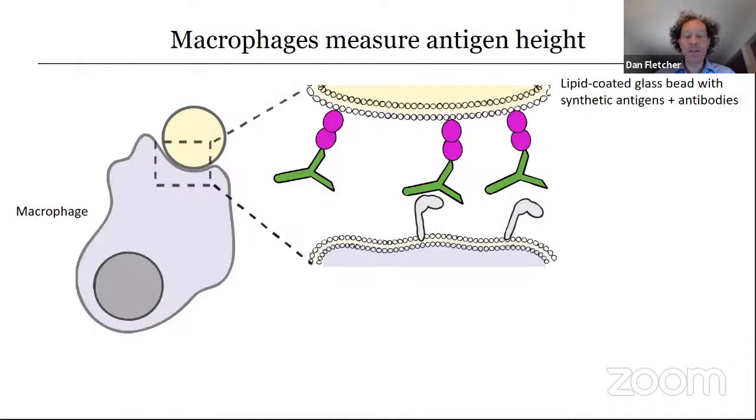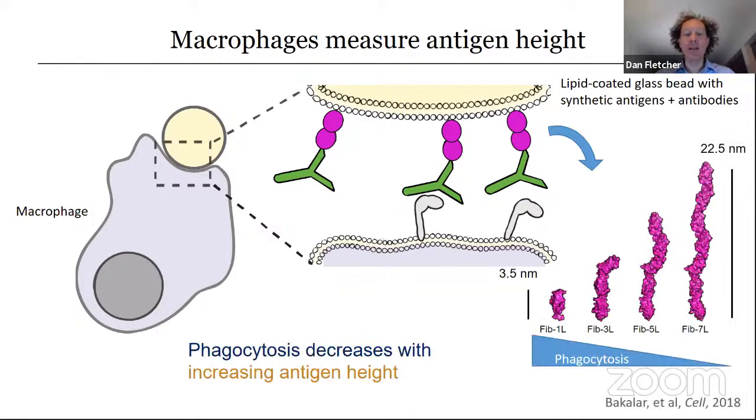And so what Matt Bakalar and several students from the lab were able to figure out, using a semi-synthetic system, a glass bead coated with a lipid bilayer, and by attaching synthetic multi-domain proteins that had an epitope for an antibody at the very end, was that even if you keep the density of antibodies the same on a particle, if you simply extend the height at which that antibody is presented, so essentially the antigen height, you can dramatically reduce and even shut off phagocytosis.